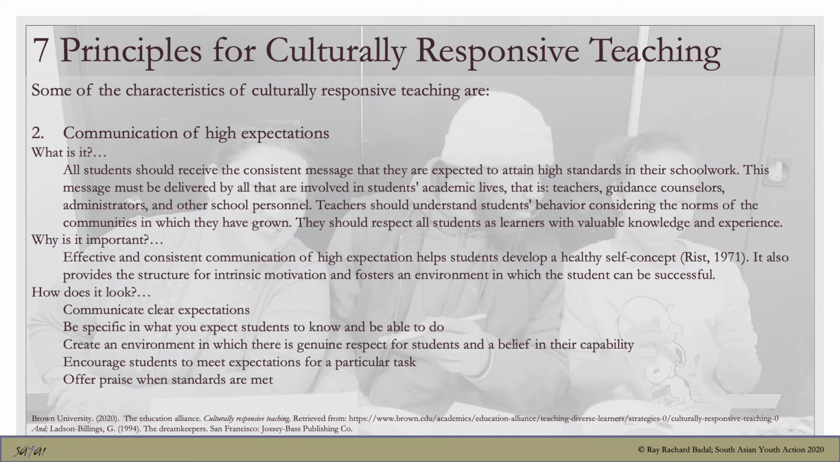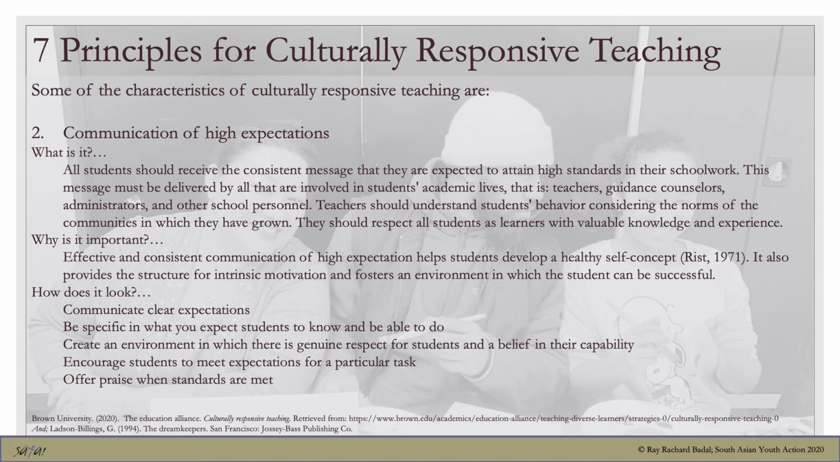The second principle we are going to look at is communication of high expectations. What is it? All students should receive the consistent message that they are expected to attain high standards in their schoolwork. This message must be delivered by all that are involved in students' academic lives, that is, teachers, guidance counselors, administrators, and other school personnel. Teachers should understand students' behavior considering the norms of the communities in which they have grown. They should respect all students as learners with valuable knowledge and experience.